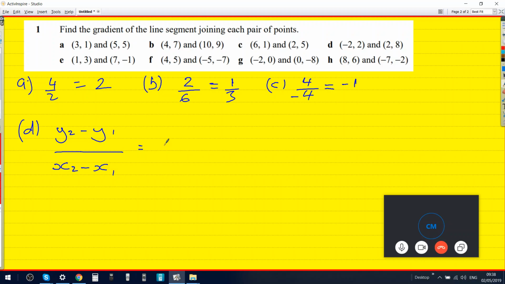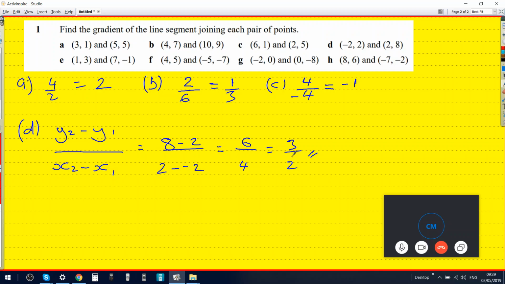So what are the values you're subbing in for D? So it's 8 minus 2 and then 2 minus 2. So that's 2 plus 2. Yeah. It's just 6 over 4, which is 1 and 2 quarters. Yeah, 3 over 2. It's fine. Because basically that means 3 up and 2 right. So that's why we usually leave it as a fraction.